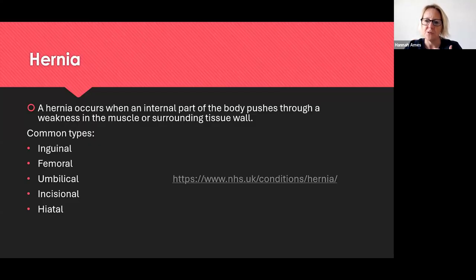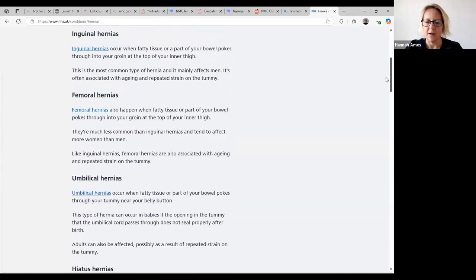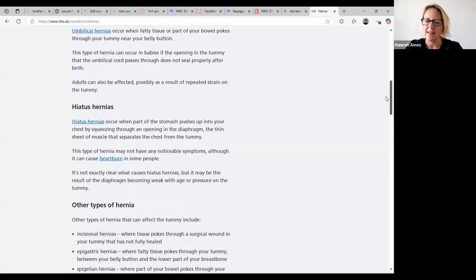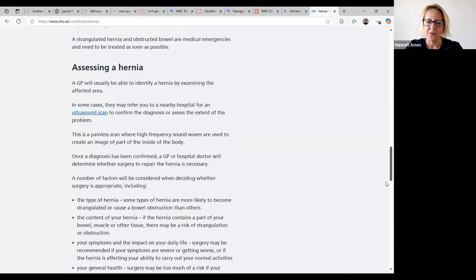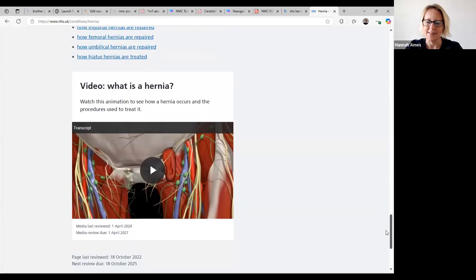If you want to learn a bit more about hernias, there is the NHS conditions website, which I'm going to show you because it's got a good summary of hernias and a little video as well. The website is really easy to follow and gives you lots of information related to the different hernias. At the bottom, there is a nice computer-generated video which demonstrates the protrusion of the organ and also how they are repaired. So that's a good resource for you.